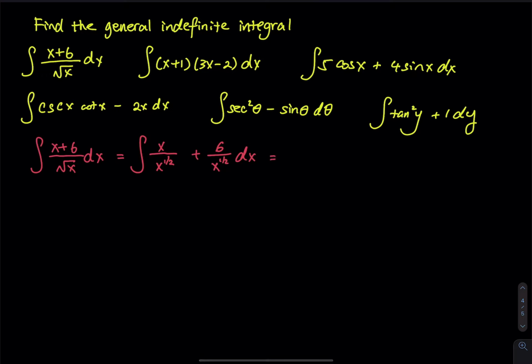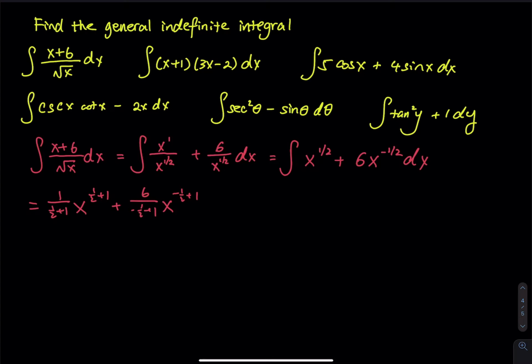And then we have x to the first on top, x to the 1/2 on the bottom. So that will be the power on top, subtract the power on the bottom. So that will be the first power minus 1/2 power, which equals 1/2. And then 6 divided by x to the 1/2 is x to the negative 1/2 dx. And then you apply the simple power rule. So 1/2 plus 1, and then 1 divided by that. And then this one, negative 1/2 plus 1, 6 divided by that.